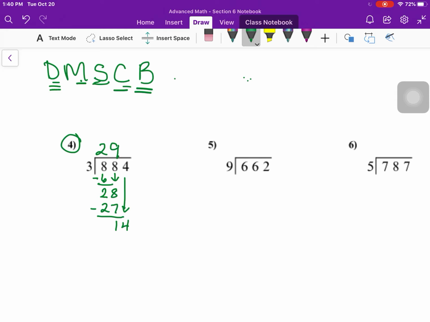We divide. We say, how many times does 3 go into 14? It goes in there 4 times. We multiply. 4 times 3 is 12. We subtract 14 minus 12 and get 2. We check to see if 2 is smaller than 3, and it is. We bring down if there's anything more to bring down. There's not, so we write it as a remainder 2, and that is our answer.